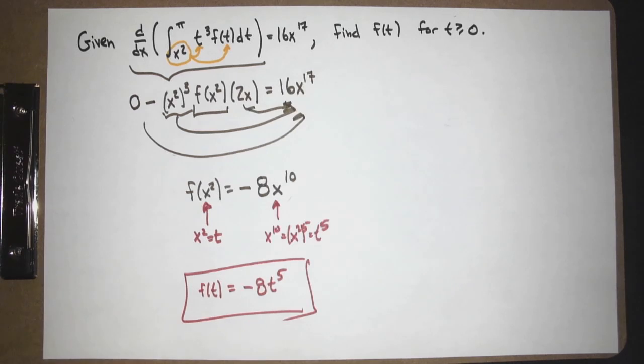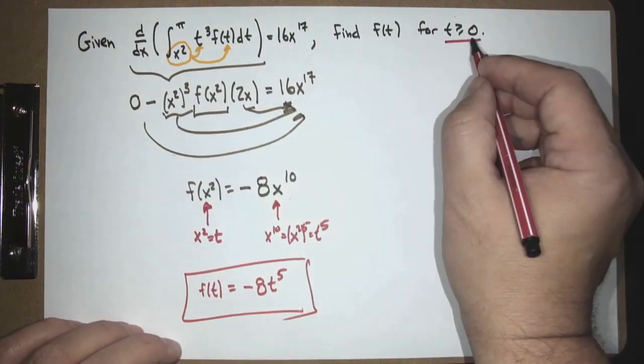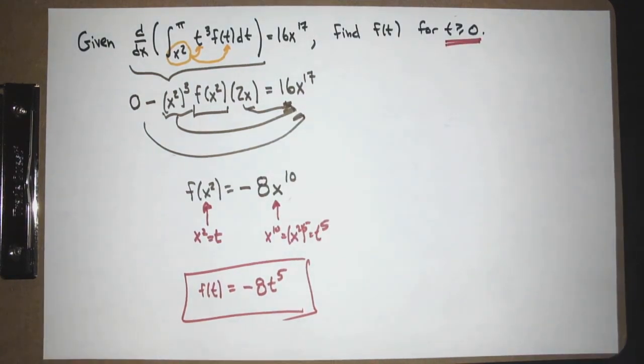And you might say, oh, wait, but that only works if we can write x squared as t. What about negative values of t? To which we respond, we don't care about those. Because there was a little assumption made. T is greater than or equal to 0. All right.